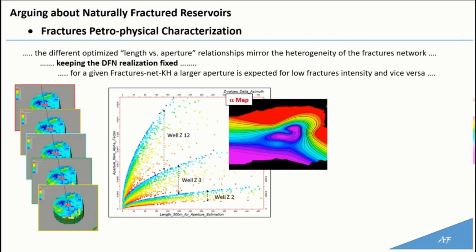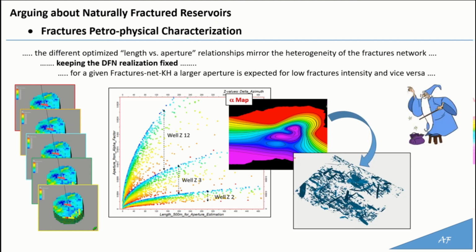Integrating the alpha values estimated at each well, a possible estimation of the spatial variation in the infra-well space can be inferred. That means that the variation of the length versus aperture relationship is estimated at field scale. Therefore, based on this alpha map, the whole discrete fracture network can be characterized in terms of fractures, effective aperture, and permeability.